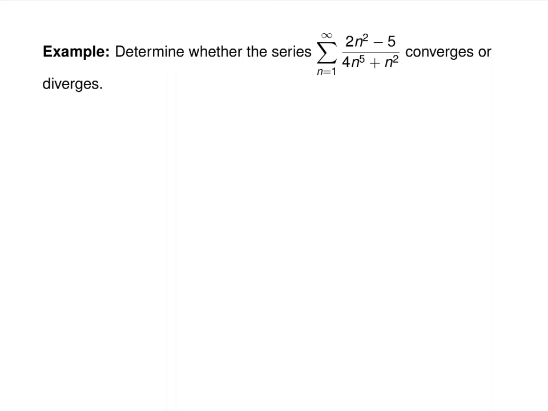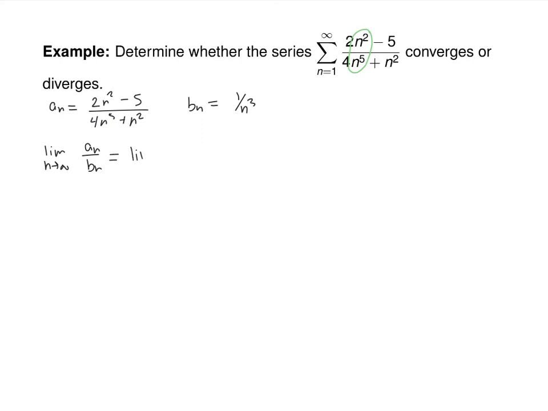All right, with the previous one, it was kind of obvious what to compare to. So here, we'll let the an's be the terms of our series, so 2n squared minus 5 over 4n to the 5th plus n squared. To figure out what to compare it to, I'm just going to look at the biggest powers in numerator and denominator. n squared over n to the 5th would reduce to 1 over n cubed. And the series with the terms defined by that bn will be a p-series that converges because the p is equal to 3. So let's find the limit as n goes to infinity of an over bn.